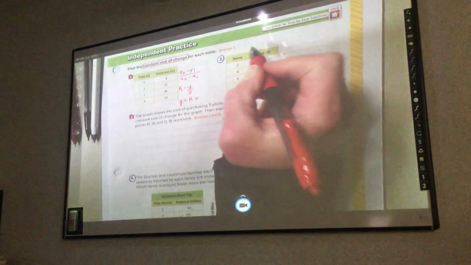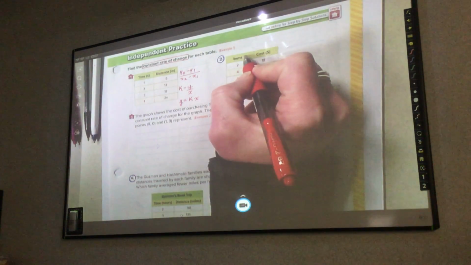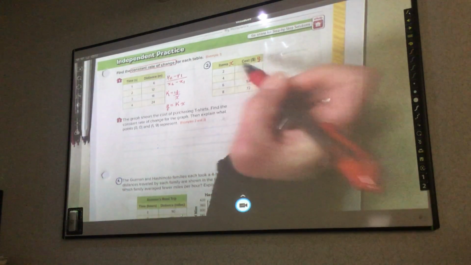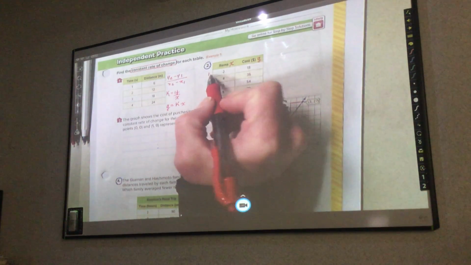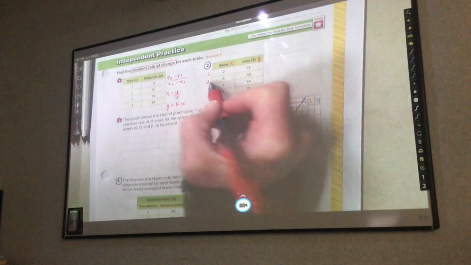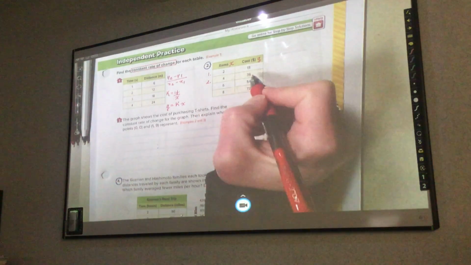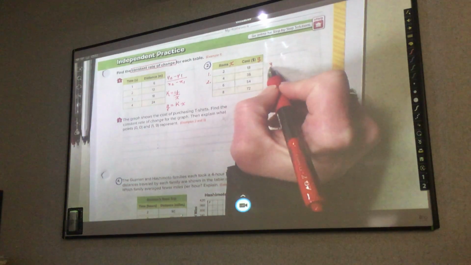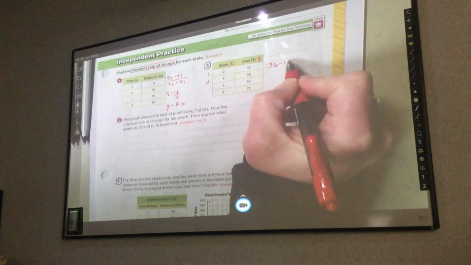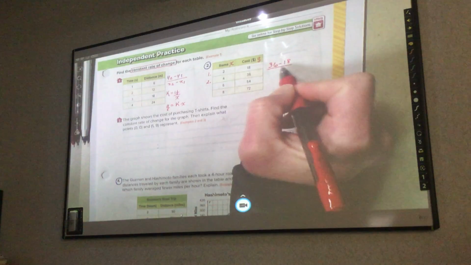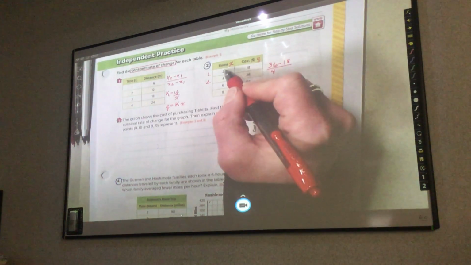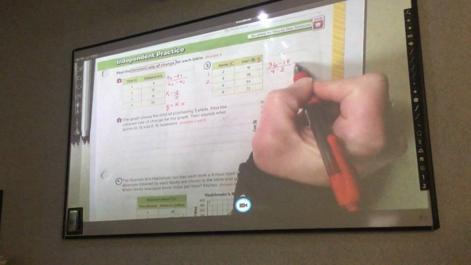So for number 2, you start by saying x, y. You label those. And I'm going to use points number 1 and then points number 2. So, y2 is 36, minus y1 is 18, over x2 is 4, minus x1 is 2.